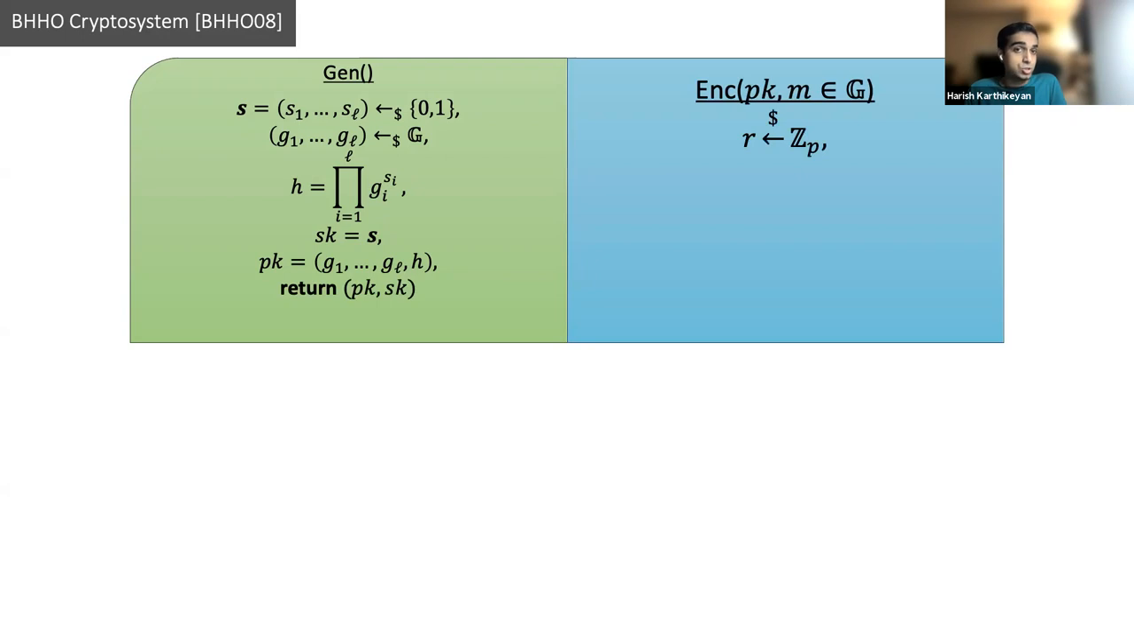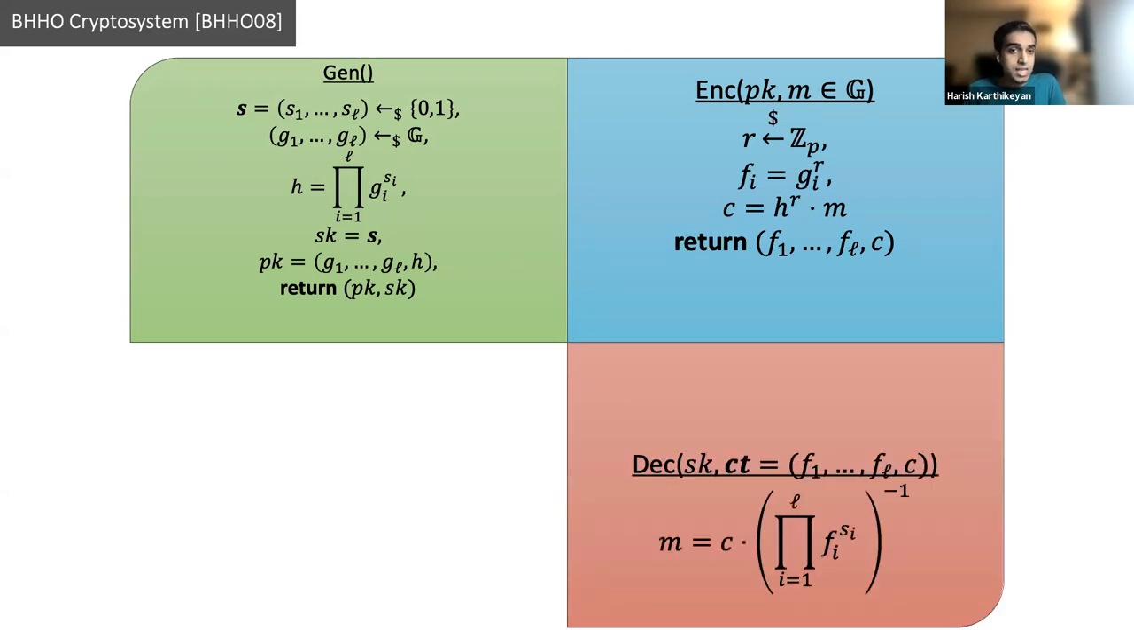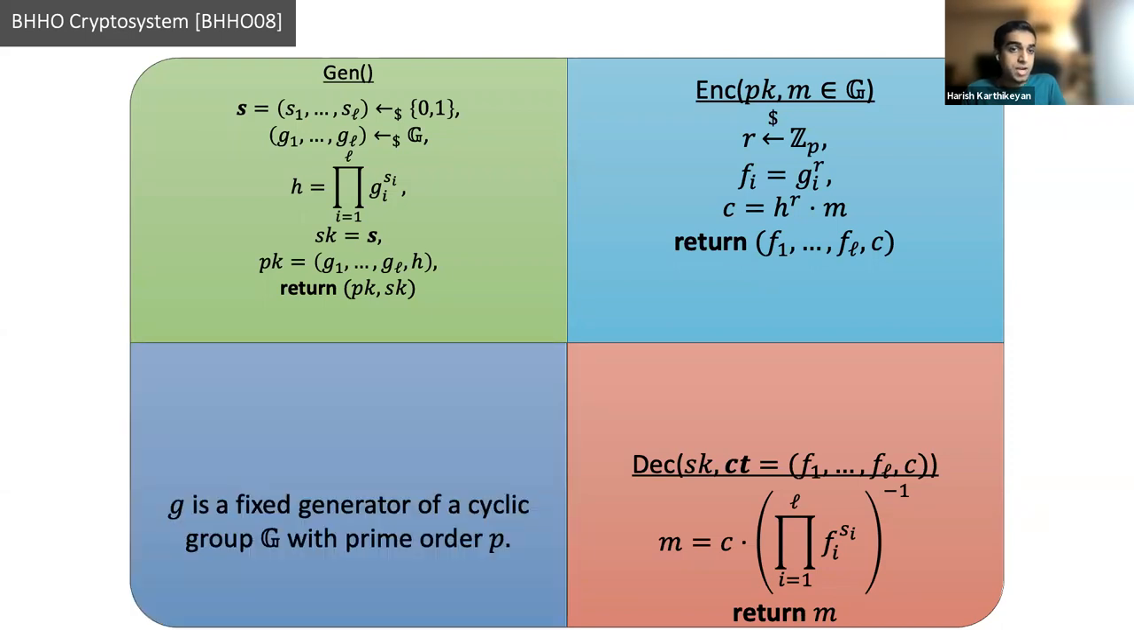Enc will just choose a randomness R and will compute each component as G_i to the R. And then finally compute C equal to H to the R times M. And then return these L plus one group elements. And then for the secret key, it will simply decrypt as C times the inverse of each F_i to the S_i. And it will return M. And G is basically a fixed generator of a cyclic group with prime order P. To be precise, it's G1 through GL.